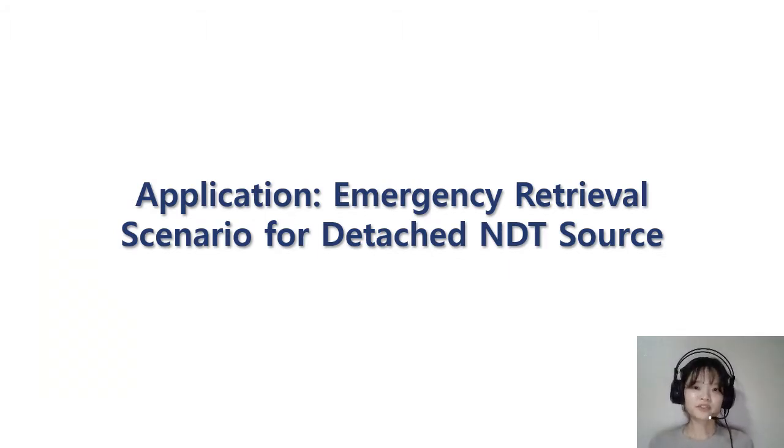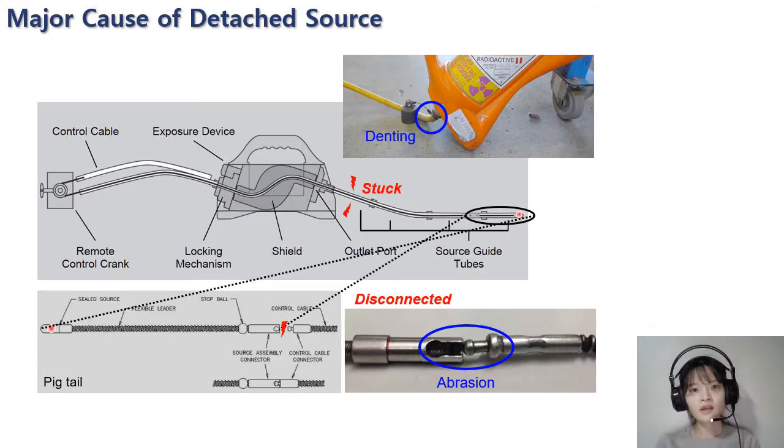There would be numerous applications where phantom animation techniques can be used, and as one of them, we have conducted a study to assess worker dose for emergency retrieval scenarios for a detached industrial radiography source. This picture shows the typical structure of the gamma ray source projector. When it is not being used, this source stays in the shield here, and during the radiography process, it is projected to the end of the tube.